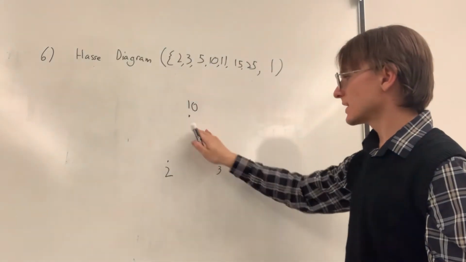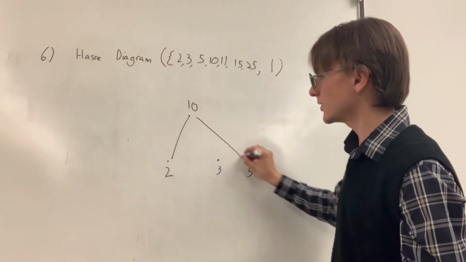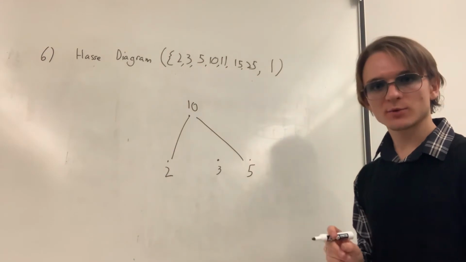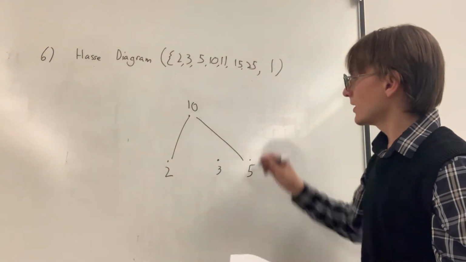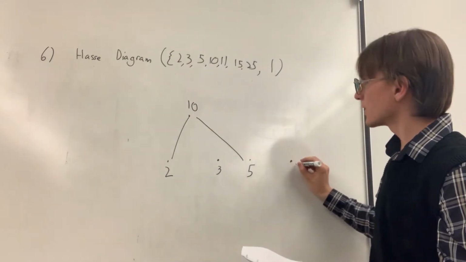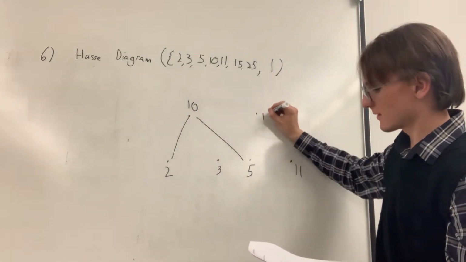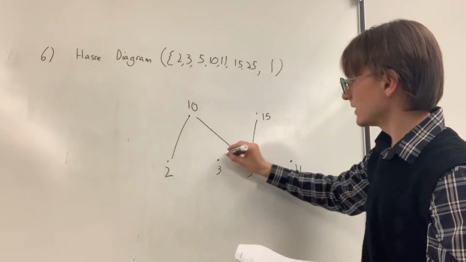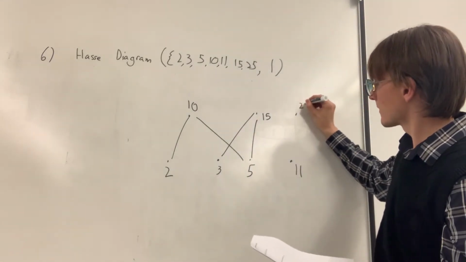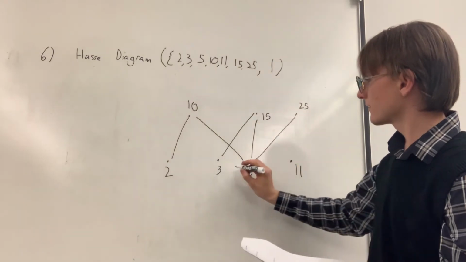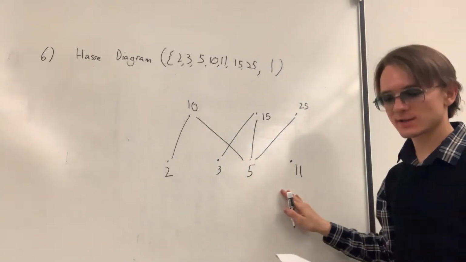Now, 2 divides 10 and 5 divides 10, so we draw relationships from 2 to 10 and from 10 to 5. Then we have 11. 11 is on its own. 15. 5 divides 15. 3 divides 15. And finally, 25. 5 divides 25, and that's all that divides 25.